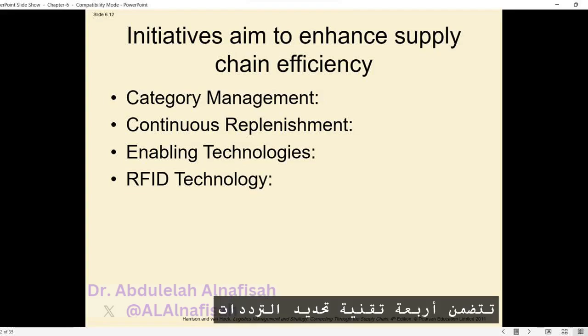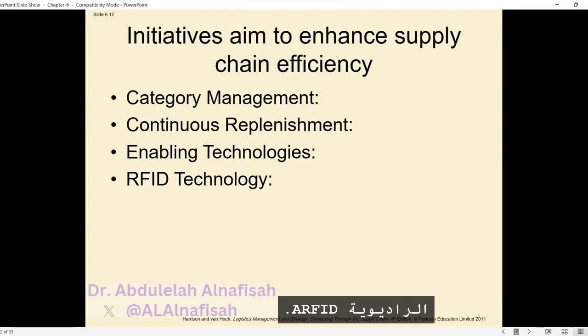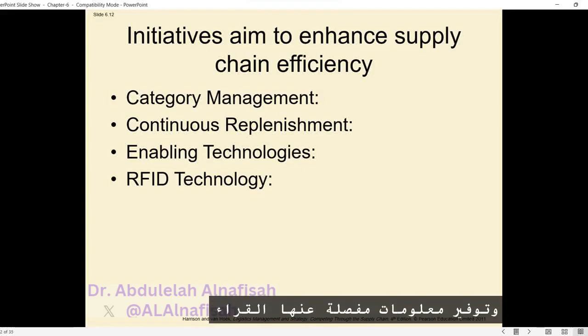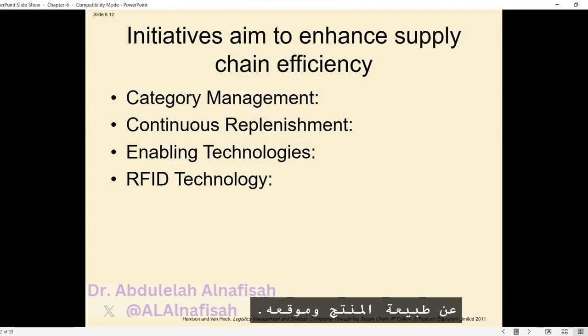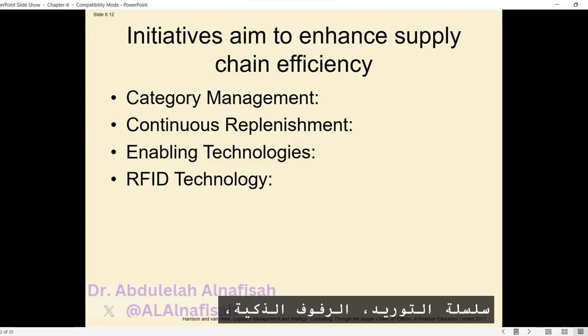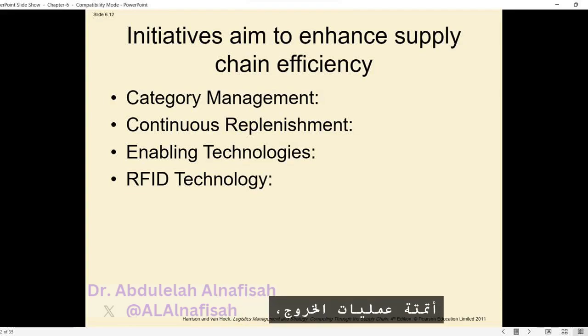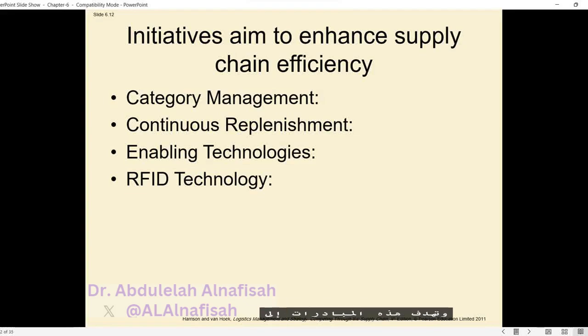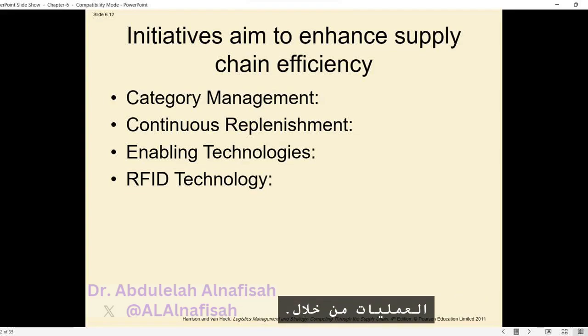4. RFID technology. Radio frequency identification, RFID, involves attaching tags to merchandise, providing detailed information to readers about the product's nature and location. RFID allows for remote detection, overcoming line-of-sight limitations. Offered benefits include tracking products in the supply chain, intelligent shelves, automation of checkout processes, and enhanced customer information. Challenges include tag prices and privacy concerns. These initiatives aim to enhance supply chain efficiency, reduce waste, and optimize operations through collaboration and data-driven decision-making.